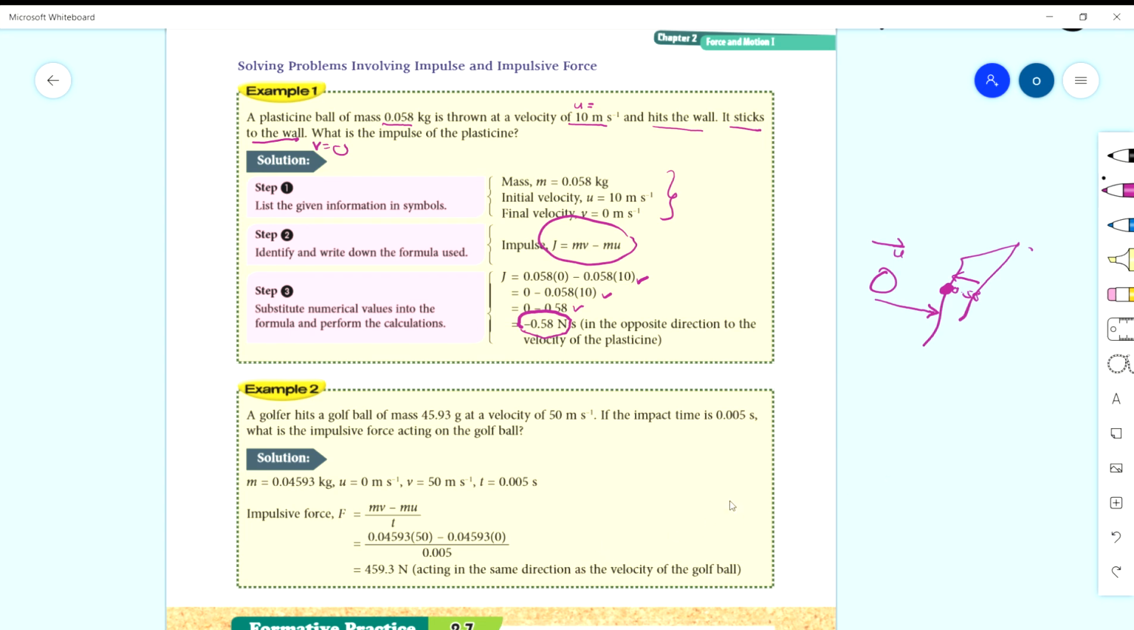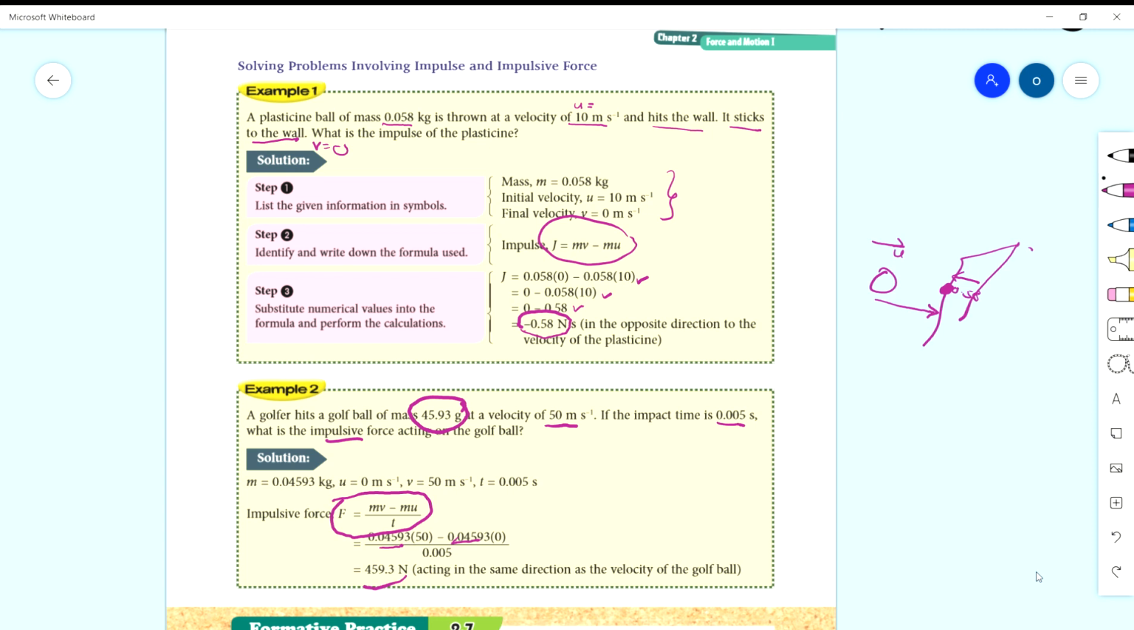Okay, then we have another example. A golfer hits a golf ball 45.93 gram. Okay, you can see this is not in SI unit. SI unit mesti kilogram. Okay, 50 meter per second. The impact time is 0.005 second. Sangat-sangat kecil. What is the impulsive force? So, impulsive force, rearrange the equation to get the F, T bawa turun. So, mistakes might happen here. Kalau lupa tukar unit, dapat jawapan lain lah.